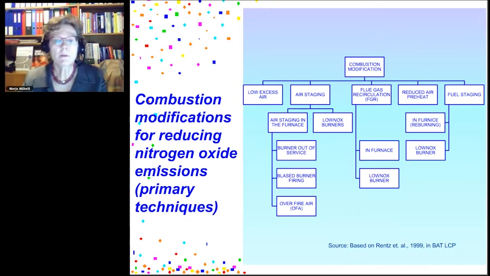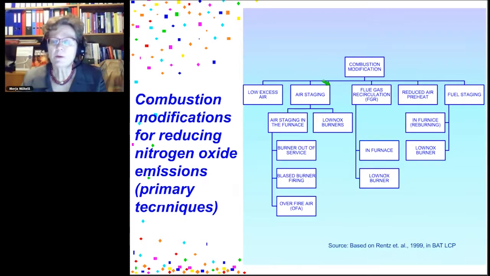In this figure, you see the main methods, main modifications for the reduction of nitrogen oxide emissions in combustion. The first method uses low excess air. The second method is called air staging. It can be applied to the furnace, or it can be applied to the LowNOx burners.